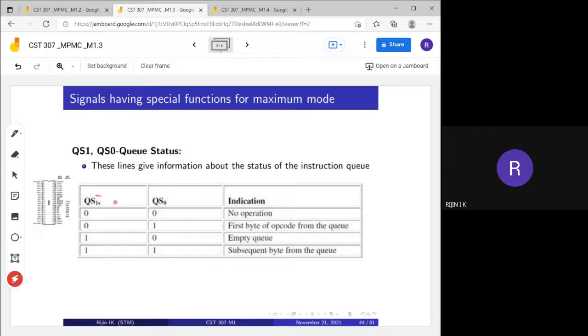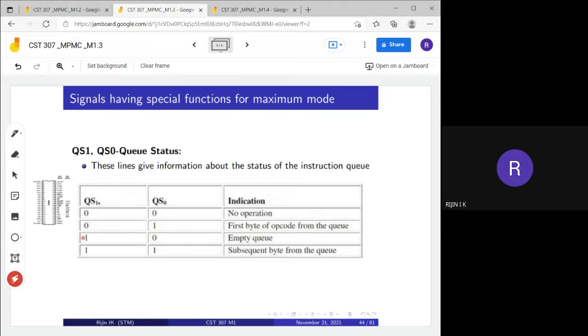If QS1 and QS0 are both 0, it is not performing any operation, that is no operation. Then if QS1 is equal to 0 and QS0 is equal to 1, it means the first byte of the opcode from the queue is fetched.